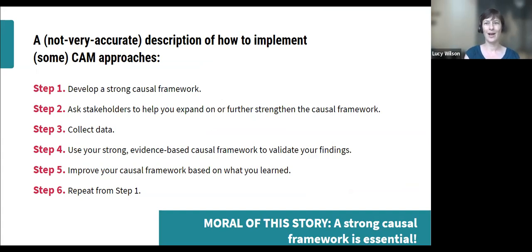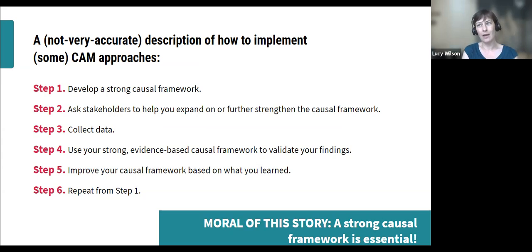Causal frameworks. This is a not very accurate description of how to implement some complexity-aware monitoring approaches. There's also often a series of steps that begins with developing a strong causal framework. You then ask your stakeholders to help you expand on or further strengthen the causal framework. You then collect data based on that causal framework. Use the strong evidence-based causal framework to validate your findings, improve the causal framework based on what you learn, and repeat again from step one.